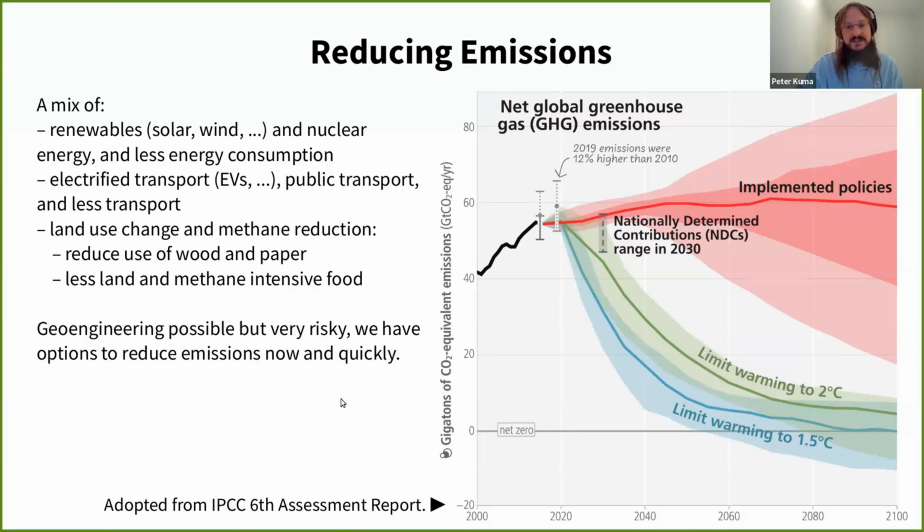To be optimistic, I think we do have various options to reduce emissions. They just need to be put into use. One option is renewables, which are now very inexpensive compared to what they used to cost per kilowatt hour. Others are nuclear energy and electrified transport, or using less transport, reducing deforestation through reducing the amount of wood and paper used, and reducing methane emissions through changes in how we produce food or what type of food we produce.